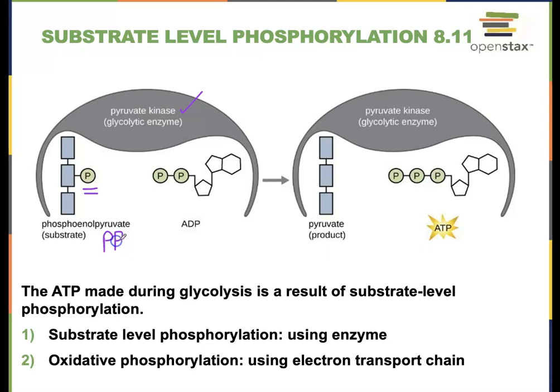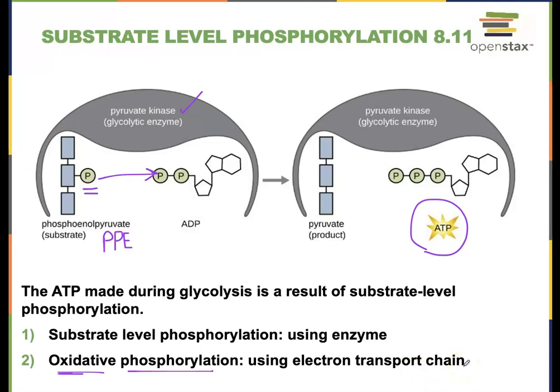It's oftentimes abbreviated PEP, but this guy here just simply has an extra phosphate group, and it can be put on to our ADP molecule to make ATP. So what this enzyme does is it takes ADP, it takes PEP, holds them close together, and allows the transfer of the phosphate. So we have our product, which is ATP. The other way of making ATP is something called oxidative phosphorylation, which uses oxygen, which is why we have the oxidative there, and a process called the electron transport chain.